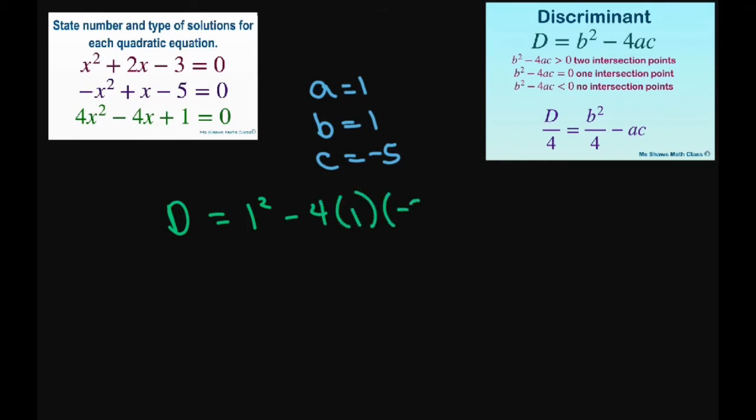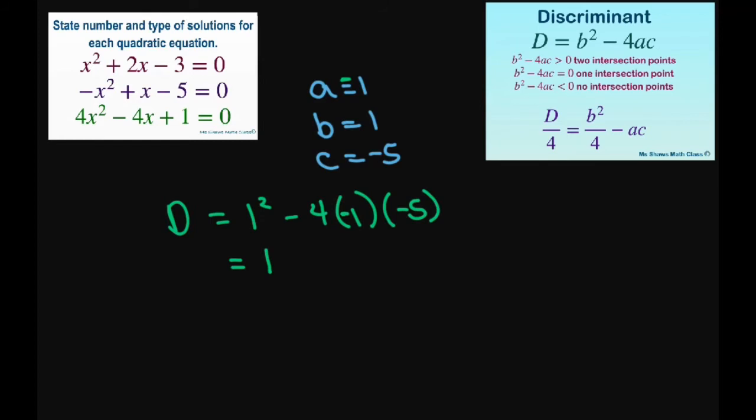All right, for this one, we're going to use the discriminant. Our a is negative 1, our b equals 1, our c equals negative 5. C is always your constant. So your discriminant is going to be b squared, which is 1 squared, minus 4 times a times c. This is going to give you 1. Oh, a is negative 1. So put a negative 1 here.